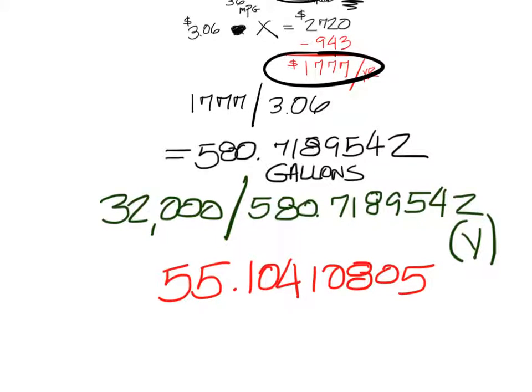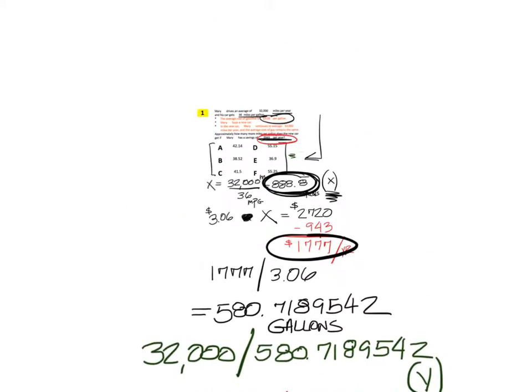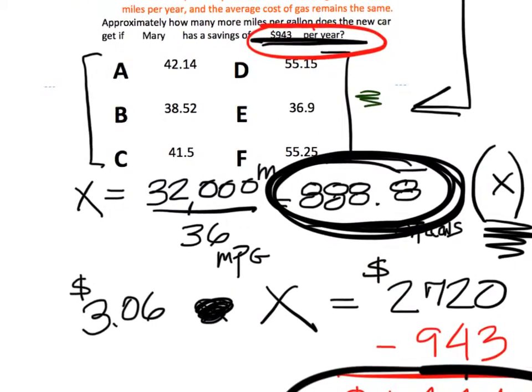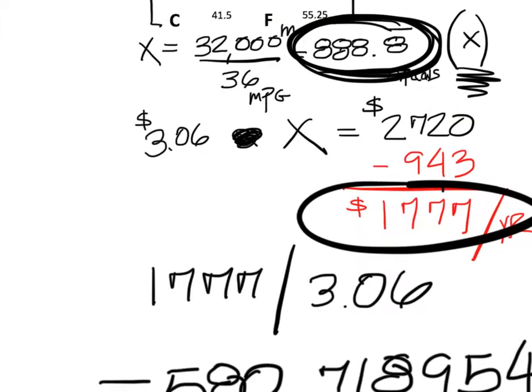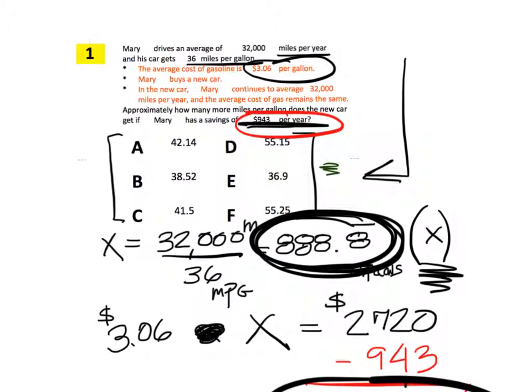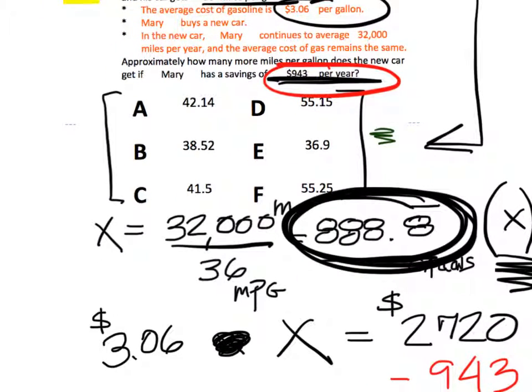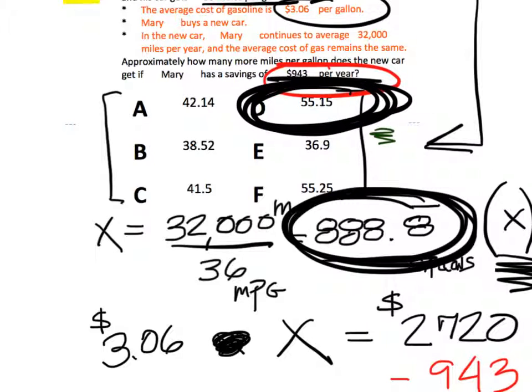55.10410805. And let's look up here at the choices to see which one that comes closest to. 55.10, we have a 55.15, and then a 55.25. So which one is the closest? D as in dog. Yeah. So always choose the closest answer.